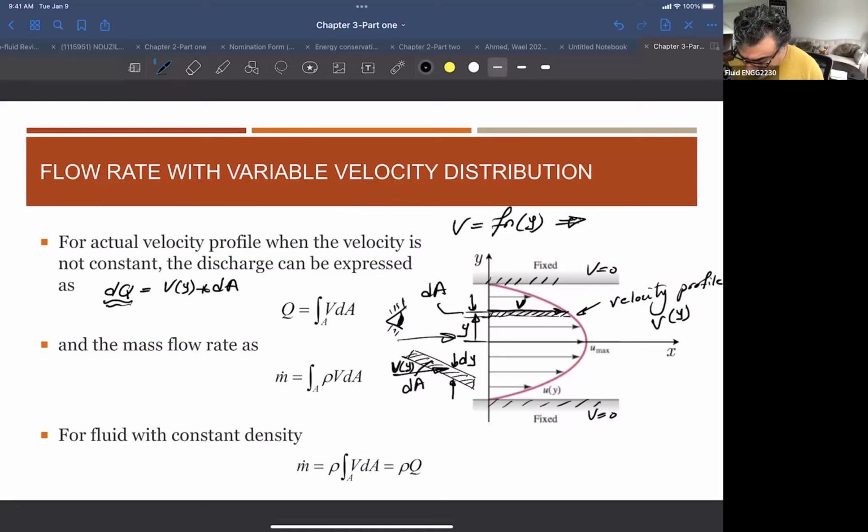If I need to find out the total q, I just need to integrate over this. So dq here will be our q, and basically the integration of the velocity dA will give me the total. If I need to look at the mass flow rate, the difference in this equation is that the density is multiplied in order to find the mass flow rate. So how about if the density is constant? When is the fluid density constant?